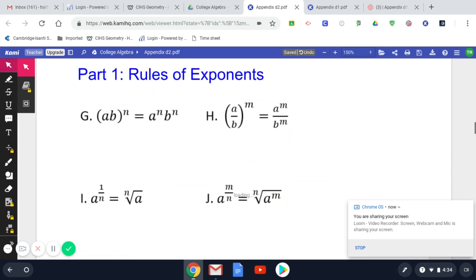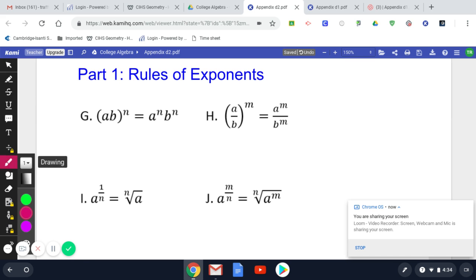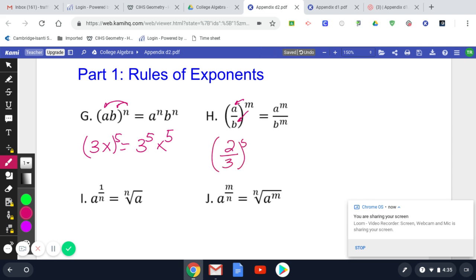The next rule is like the distributive property. I always think of it, I'm just distributing that n to both things. So for example, if I had 3x all to the 5th power, then that's going to be 3 to the 5th and x to the 5th. Letter H, again, distributing basically top and bottom. So if I had, for example, 2 over 3 all to the 5th power, then following this rule, I get 2 to the 5th over 3 to the 5th.